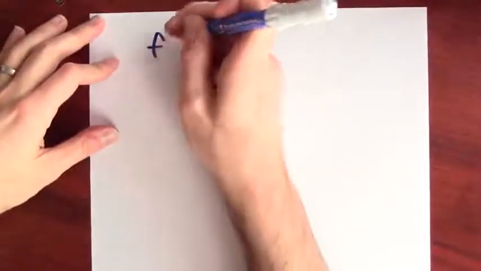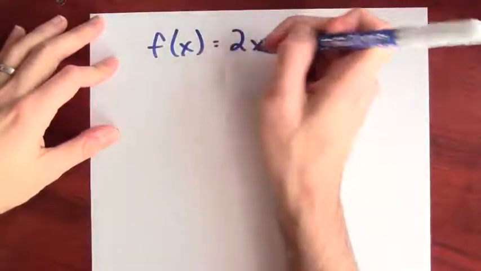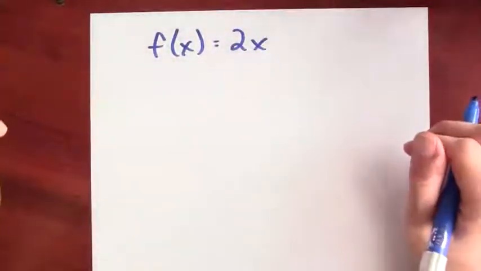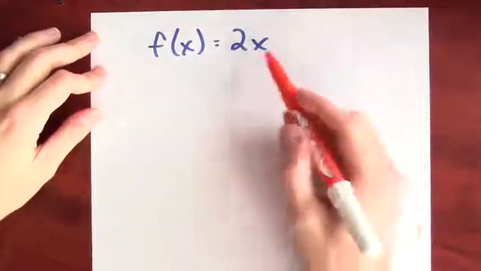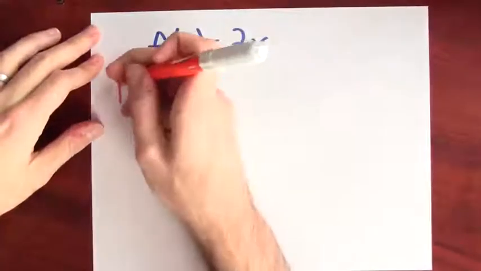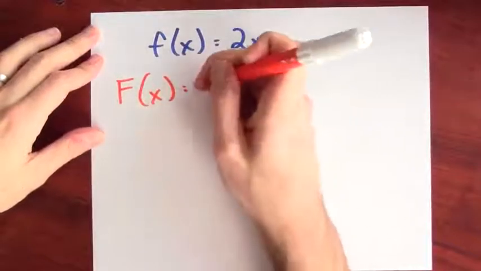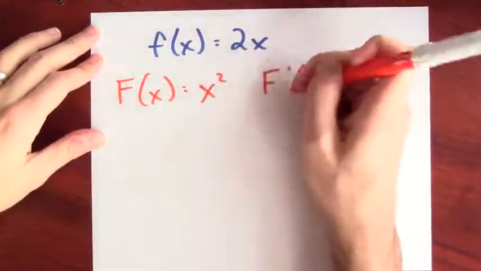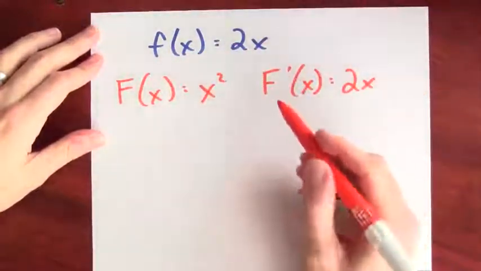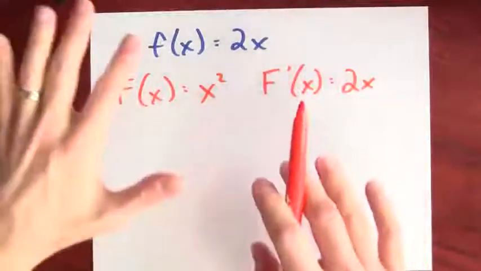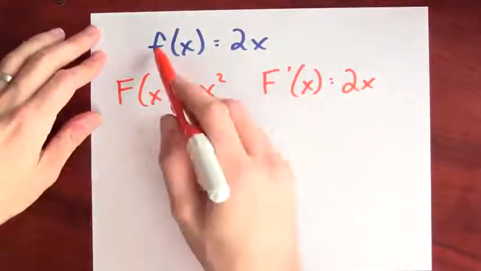Let's think about the function f of x equals 2x defined on the whole real line. Can you think of a function whose derivative is 2x? Now I'm looking for a function which differentiates to give me this function. So here's an example. Big F of x equals x squared, and yes, if I differentiate that function, I get back 2x, which is in fact little f. So the derivative of big F is little f, or in other words, an antiderivative for little f is big F.